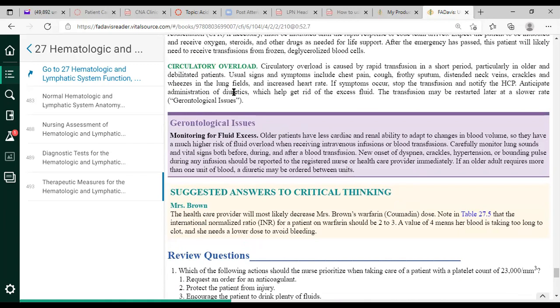Distended neck veins. They may have crackles or wheezing when we auscultate. Awesome. Yep.